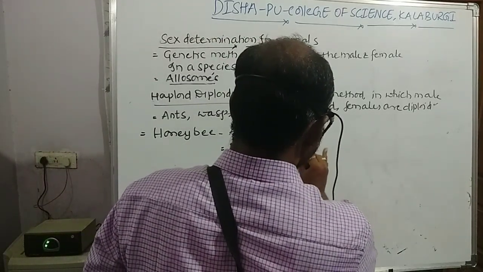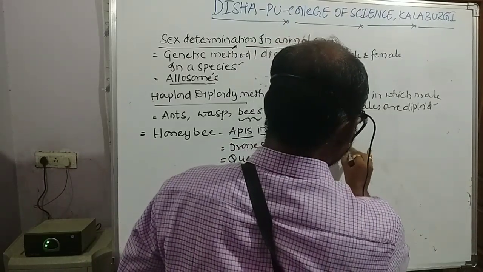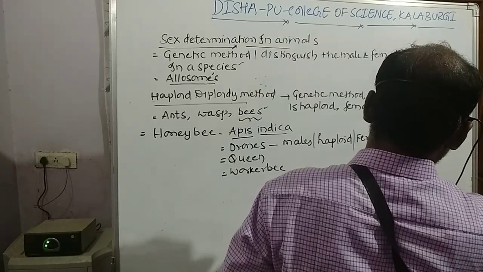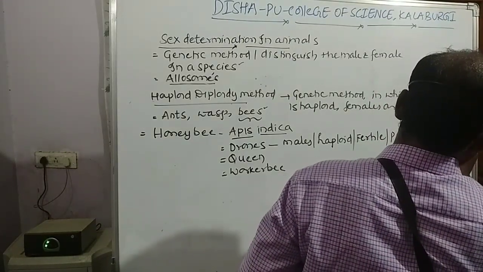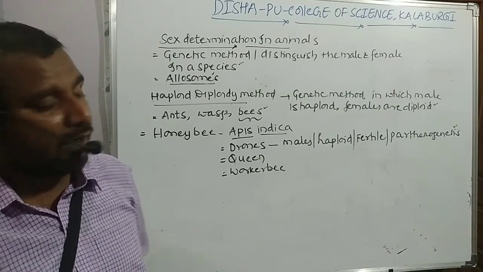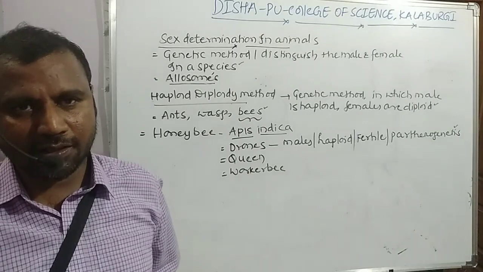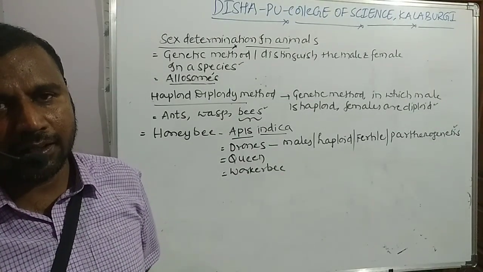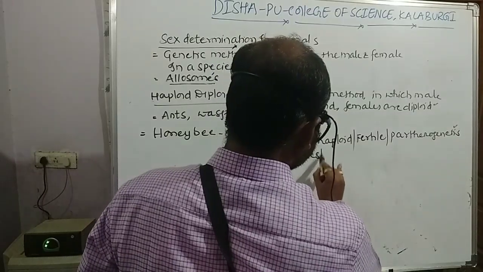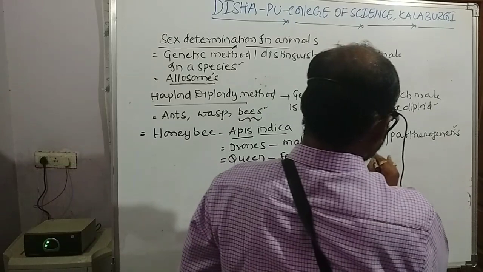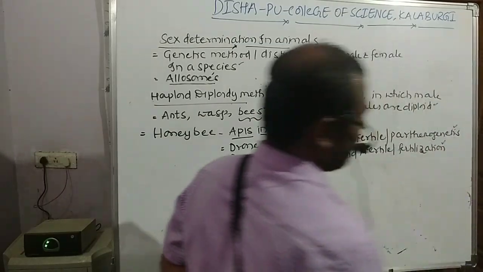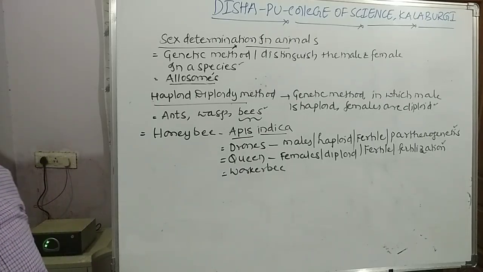Drones are males. They are haploid, they are fertile, and they are raised by parthenogenesis. What is parthenogenesis? The development of the organism from the egg without fertilization. Next, queens are females. They are diploid, they are fertile, and they are raised after fertilization, that is, by the formation of the zygote. From the zygote they develop.